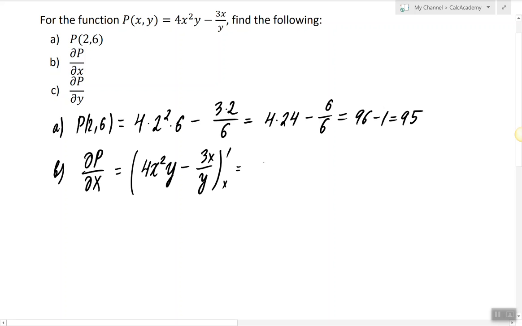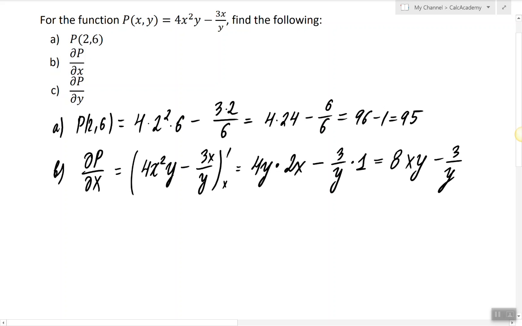So the derivative of 4x squared y will be 4y, because this is just a constant in front of x squared, times 2x, minus 3 over y, that's a constant in front of x, times the derivative of x, which is 1. So this is a partial derivative with respect to x. Simplifying it, we get 8xy minus 3y.